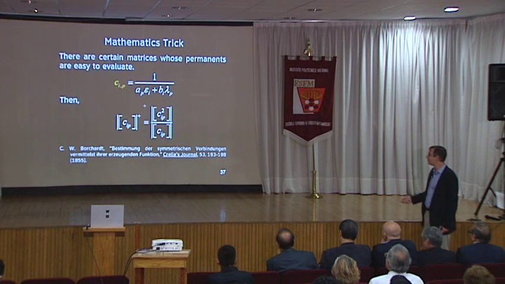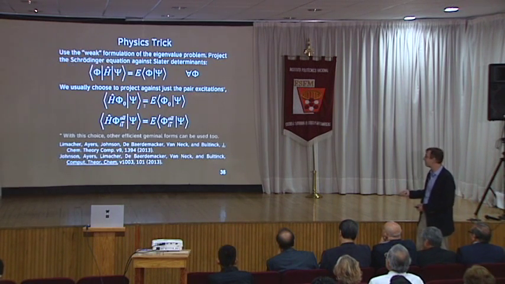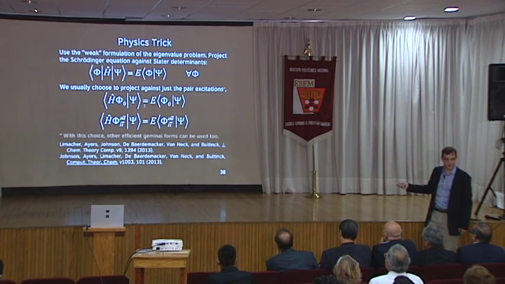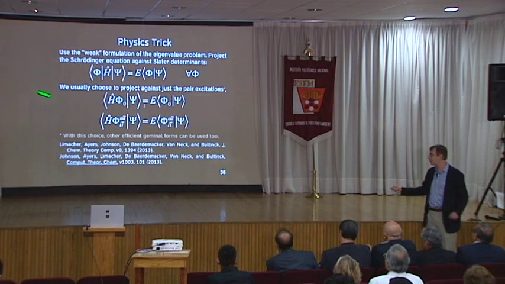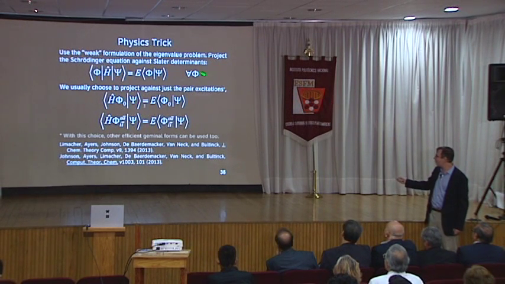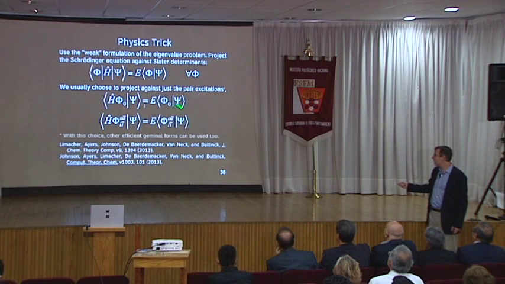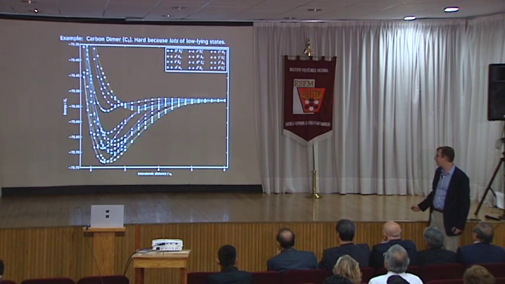and you can actually deal with this permanent. And so there's a math trick, and then there's a physics trick, which is we don't solve H psi equals E psi. We do what they call the weak form of the eigenvalue problem. We put a determinant on the other side of this, and then we say, well, if this equation is true, no matter what you put in the bra, then that's equivalent to solving the Schrodinger equation. And then we basically just solve for some specific states that we've put on the right side.